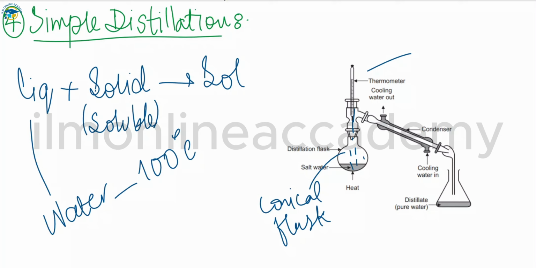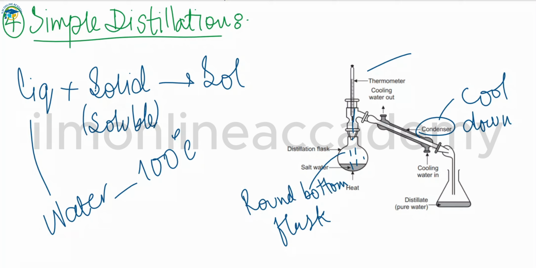Next, the vapor passes through the condenser. This is the condenser, and its function is to cool down the vapors that are passing through this tube and convert them into a liquid state. So the condenser condenses them, turning them into the pure water which is collected in this beaker. We have this distillate, which is just like the filtrate, but in the distillation process we have a specific term, that is the distillate.